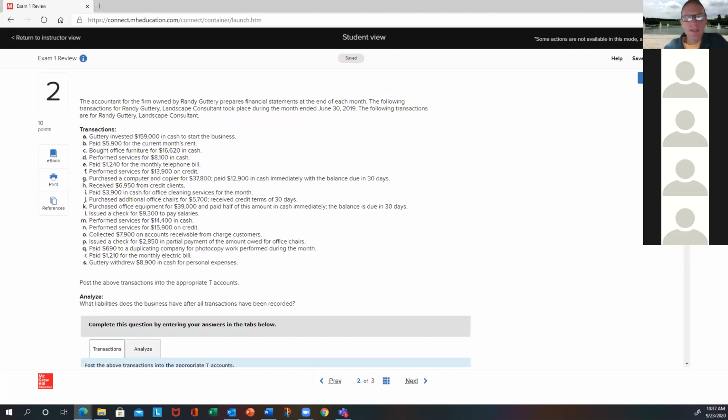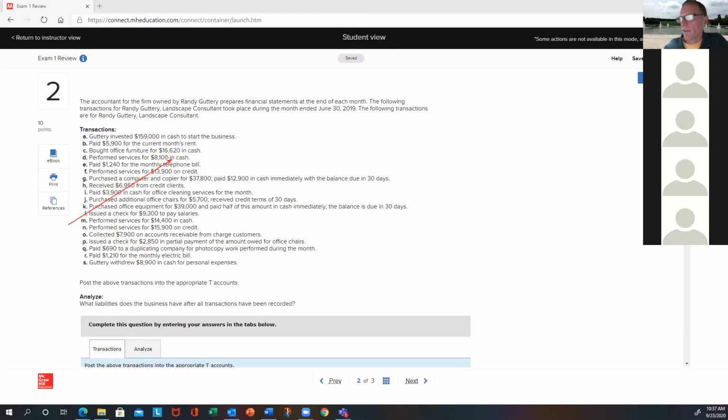Okay. Part D says perform services for 8,100 cash. And by the way, just about every one of these transactions involves cash. Not all of them, but the majority, over 90% of these transactions involve cash. So at this point in time, we all know cash is an asset.